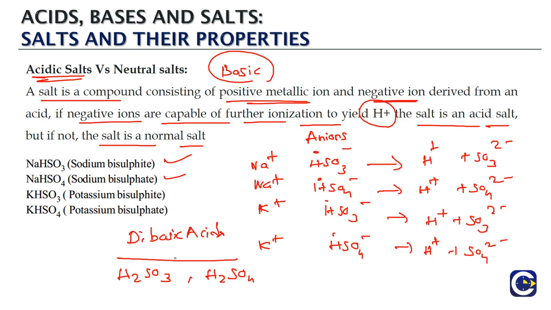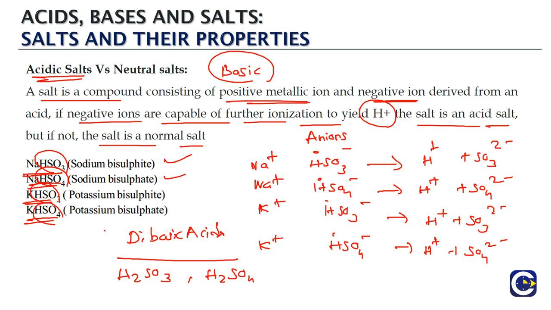Means they can produce 2 H plus ions on dissociation, but the salt that is formed by them is not having complete neutralization. It is only releasing 1 H plus, means the anion part will still be able to release the H plus ions, and that makes these salts to be acidic salts.